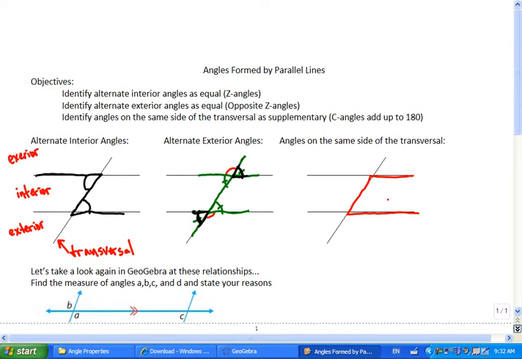And a C angle, the rule is, if I call this angle 1 and angle 2, angle 1 plus angle 2 adds up to 180 degrees. It may not be super obvious to you when you look at it that that would happen, but let me show you how we could prove it fairly easily.